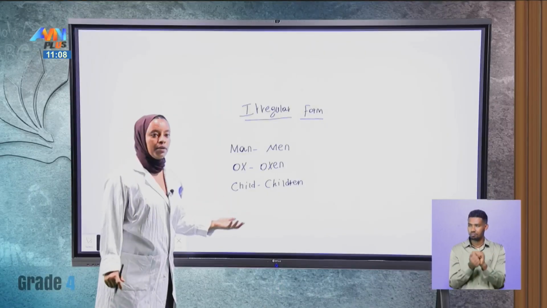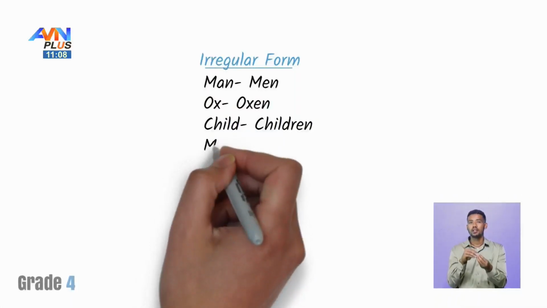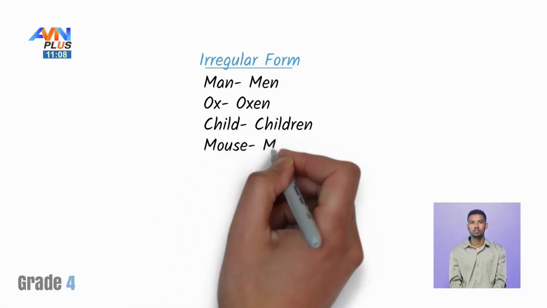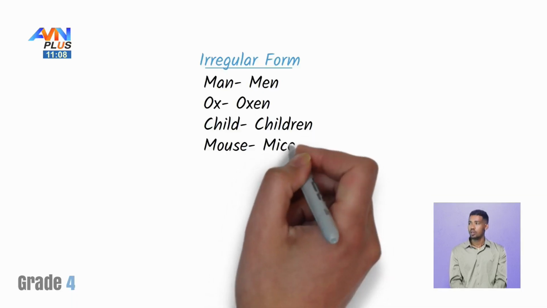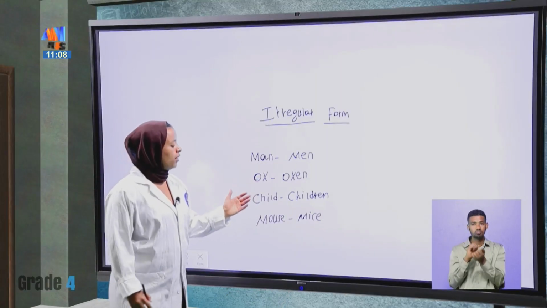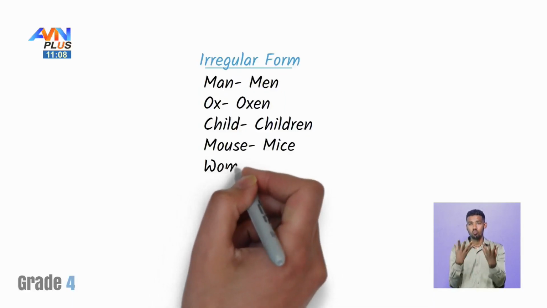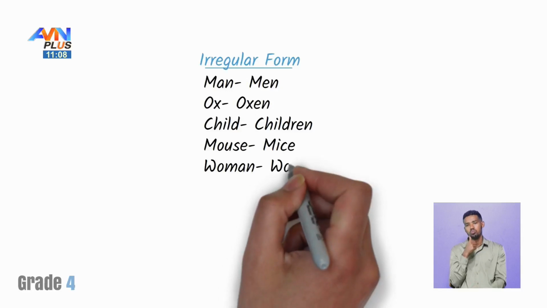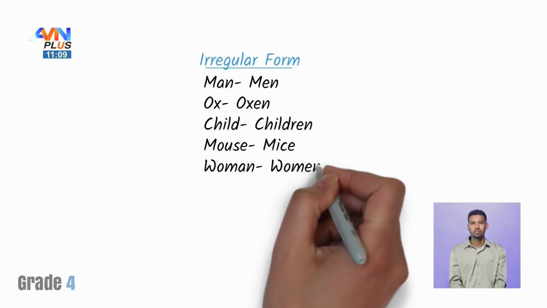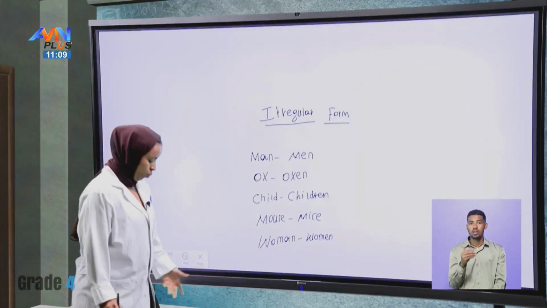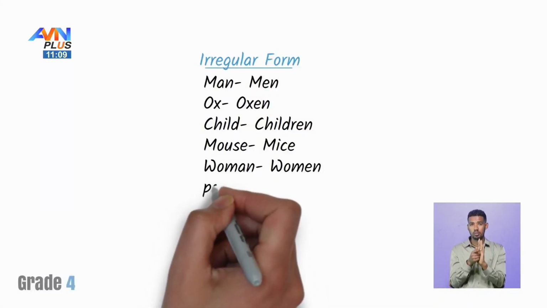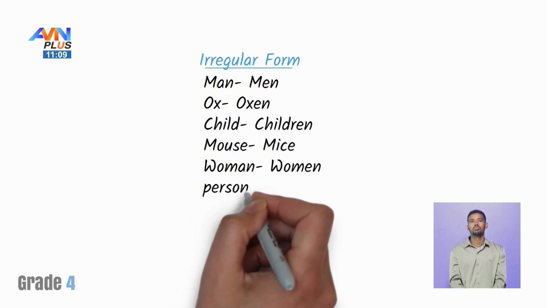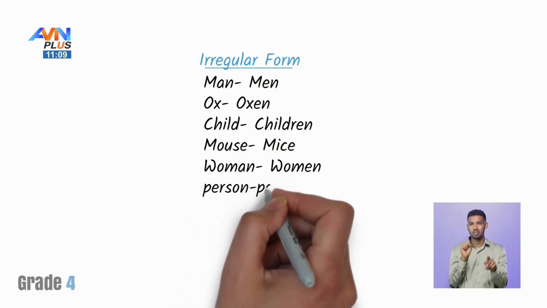And let us add more examples. For example, mouse, mice. Mouse, mice. And another example, woman, women. And let me add one more example. For example, person. We don't say persons. We call it what? People.